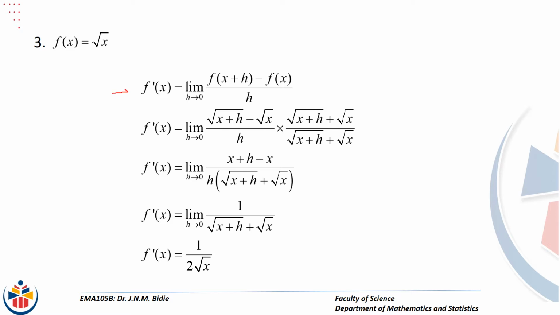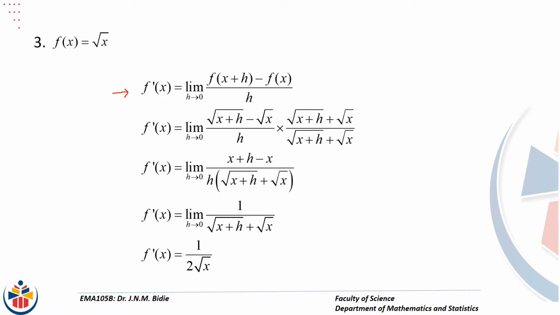The definition of f prime of x, we substitute f of x plus h. Now we'll have the square root of x plus h minus f of x, which is the square root of x, all divided by h. Rationalize, because your main aim is to make sure that you are able to cancel out h from the denominator. We cancel it with the h that is in the numerator. So you multiply out by the square root of x plus h plus the square root of x, divided by the square root of x plus h plus the square root of x.